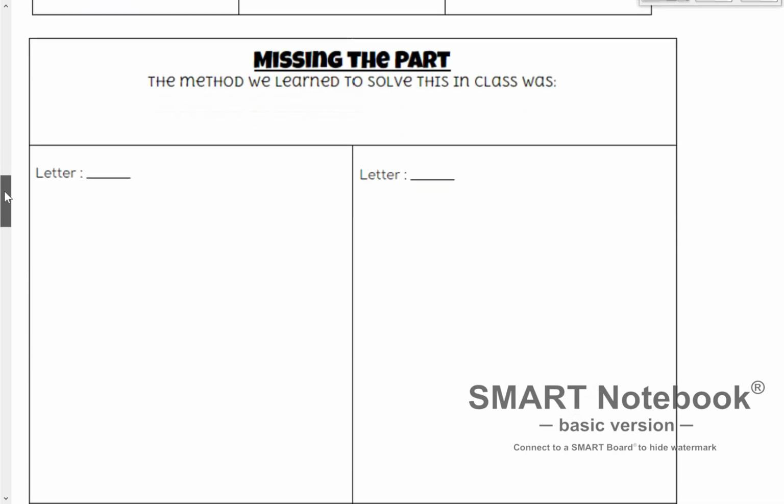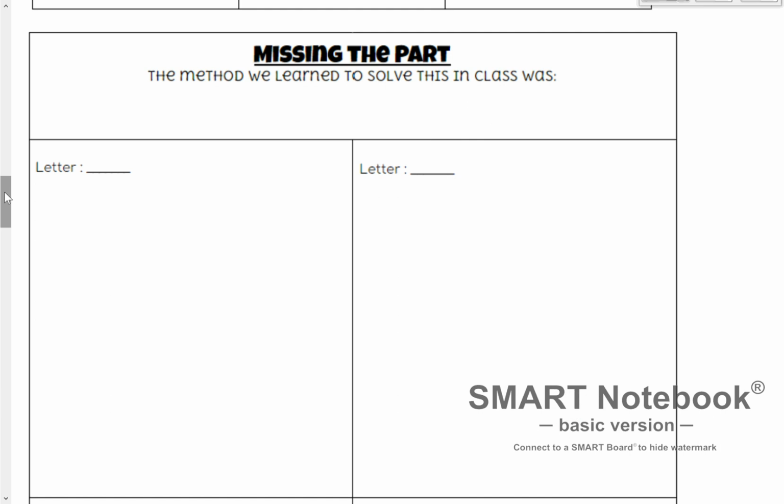Okay, flip to your next page in your packet. This is where we're going to put all the questions that are missing the part. Okay, and I want you to have a pencil out, so if you don't have a pencil out, take a pencil out now, or a writing utensil.